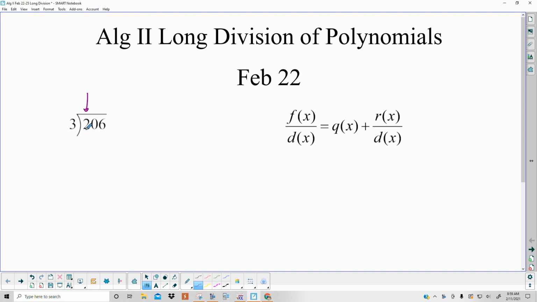Will 3 go into 2? No. So you grab the next number. Yes, 3 will go into it, well, when I say go into, it doesn't go in evenly. So let's talk about evenly.